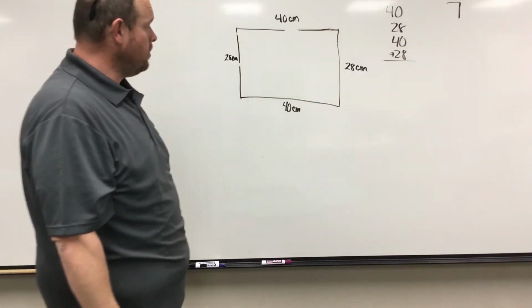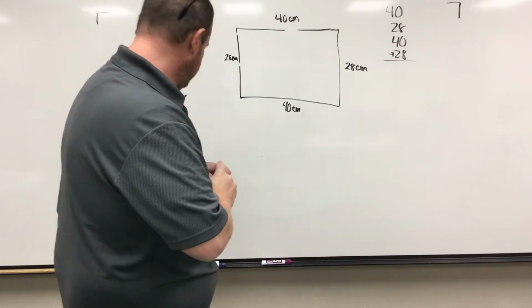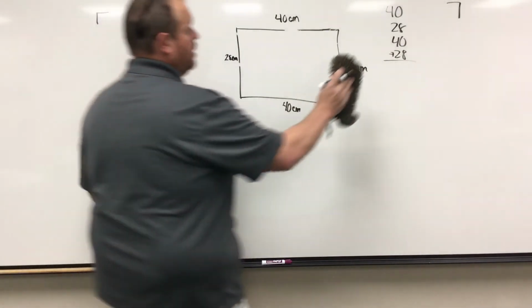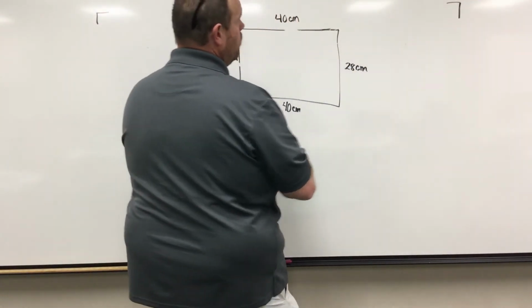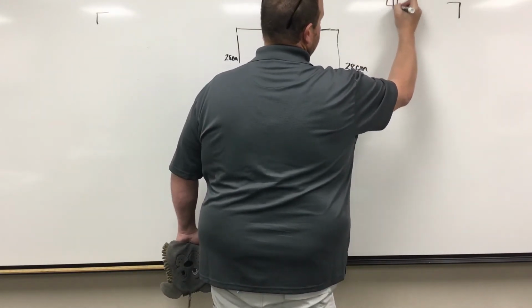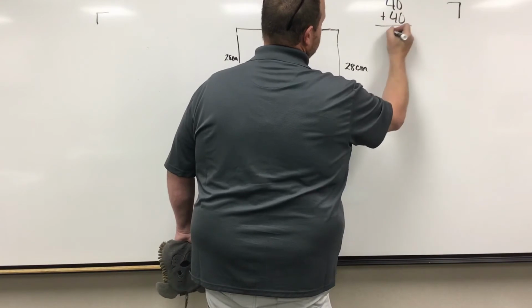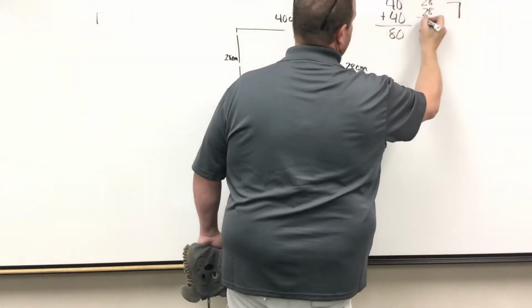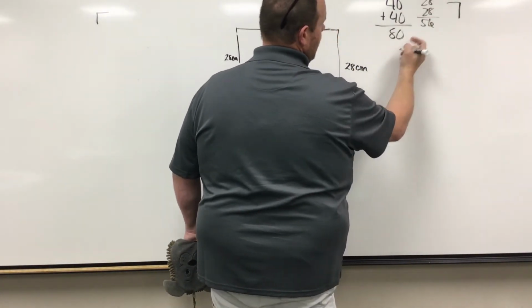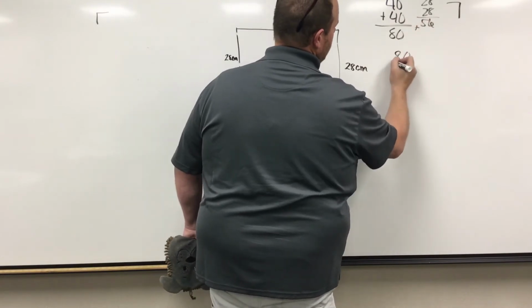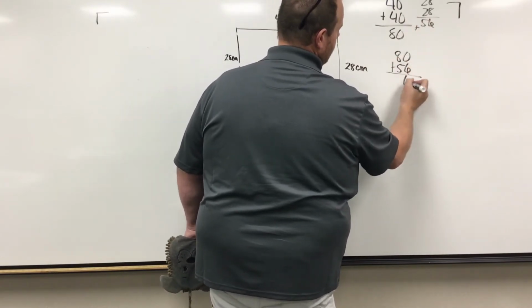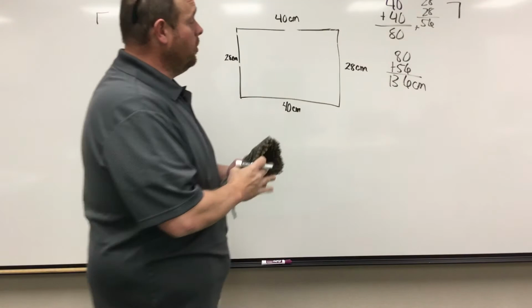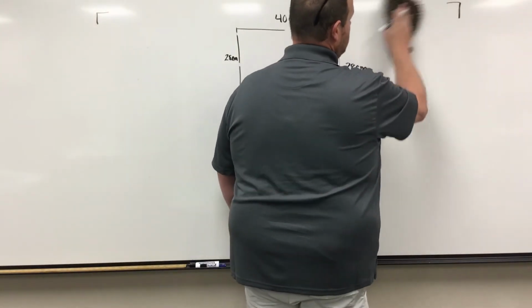Okay. Another thing you could do is, let me find the puppy eraser. You could do 40 plus 40, which is 80, right? And we could do 28 plus 28, which is 56. And then I can add those two together. So 80 plus 56 would be 136 centimeters.